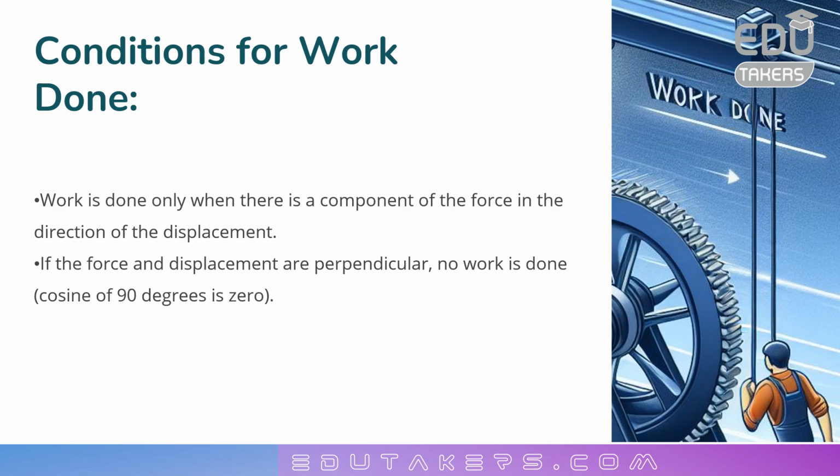Conditions for work done. Work is done when a force is applied to an object, the object is displaced, and the displacement is in the same direction as the force or has a component along the direction of the force. No work is done if the object doesn't move or if the movement is perpendicular to the force.